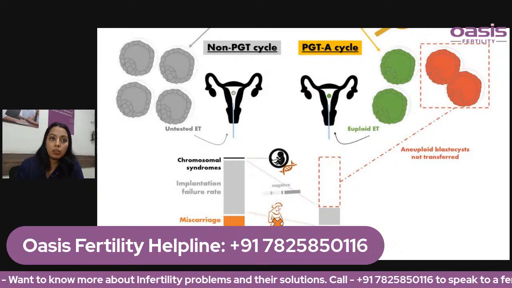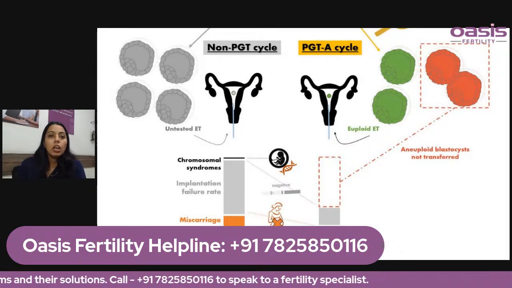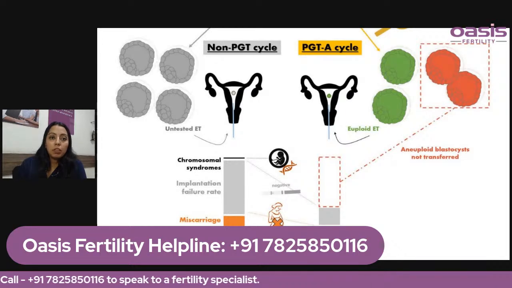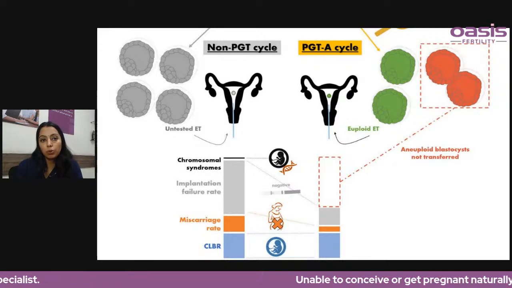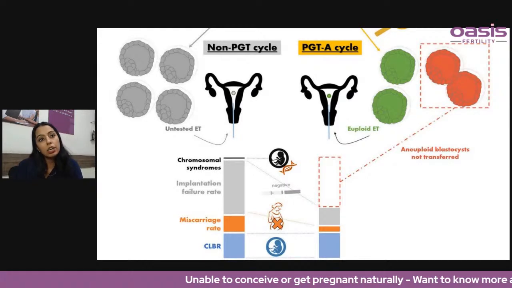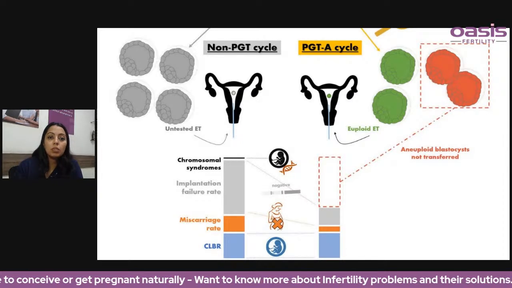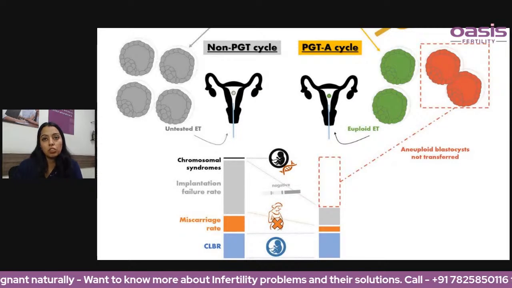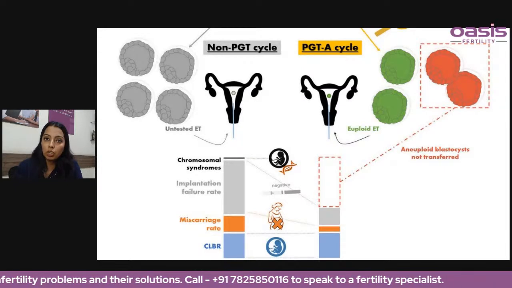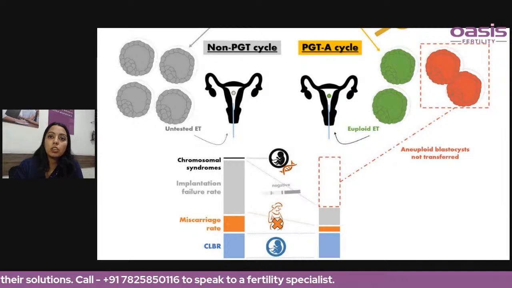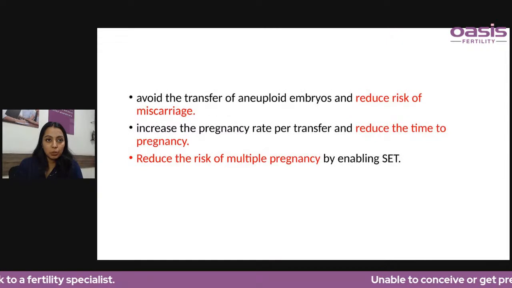As you can see in this comparison, if I'm putting an untested embryo versus if I'm putting a tested embryo, doing a PGTA drastically reduces your risk of having a baby with some sort of chromosomal abnormality. It drastically reduces your risk of having an implantation failure, and it really brings down the miscarriage rate. So that's how PGTA helps. And because it's giving you so much confidence in every embryo that you're transferring, it reduces the risk of multiple pregnancy. How? I'll explain that in the subsequent slides.